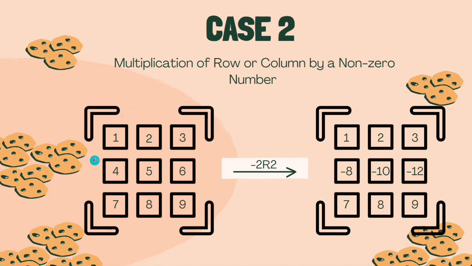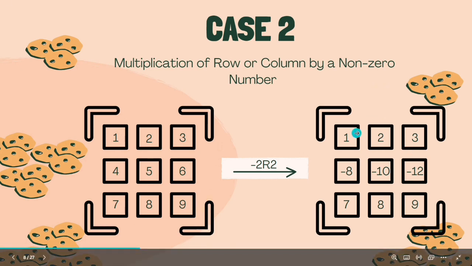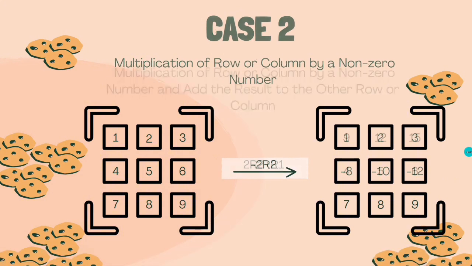Okay. And case 2 is multiplication of a row or column by a non-zero number. So here I choose row 2 and I multiply it by negative 2. So 4 times negative 2 is negative 8, 5 times negative 2 is negative 10, and 6 times negative 2 is negative 12. For the other rows, you can just copy them back here. You can see here 1, 2, 3, 7, 8, 9, just like the old one.